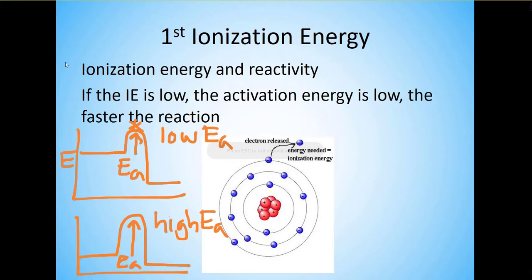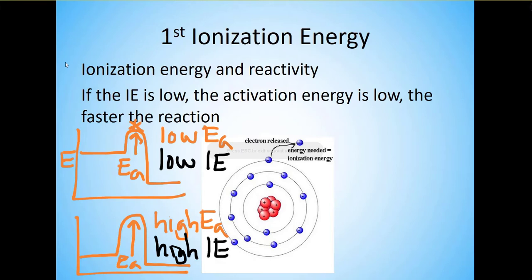So let's look at it as far as the ionization energy, or the energy required to rip off an electron and create an ion. So if I have a low activation energy, I also would have a low ionization energy because it doesn't take as much energy to remove that electron. So very low activation energy, so therefore low ionization energy. And if I have a high activation energy, I would also have a high ionization energy.